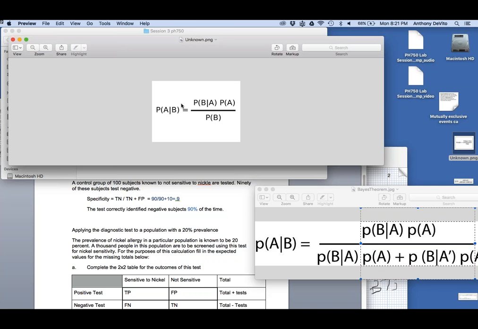We're going to get to that. I'm working my way towards that. So now, what is that? What is that positive predictive value?